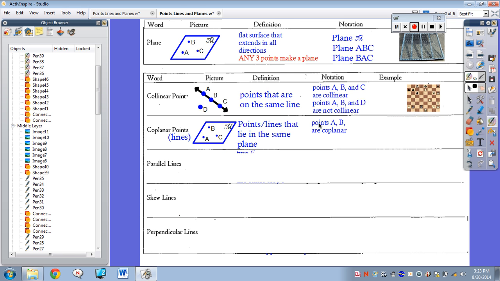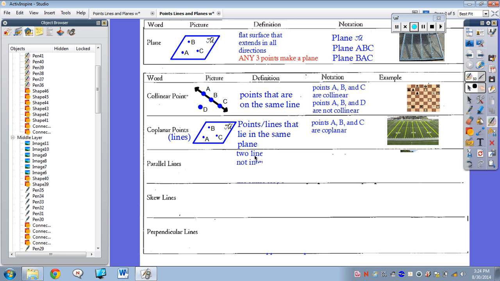Okay, all right, so points A, B, and C are all coplanar. Going back to this chessboard up here, all of these chess pieces are coplanar because they're all on the same flat chessboard. All right, so all those chess pieces are coplanar as well. That was an example with points that are coplanar. This is an example of lines that are coplanar. If you look at this football field, all of these yellow lines are on that same plane as well.